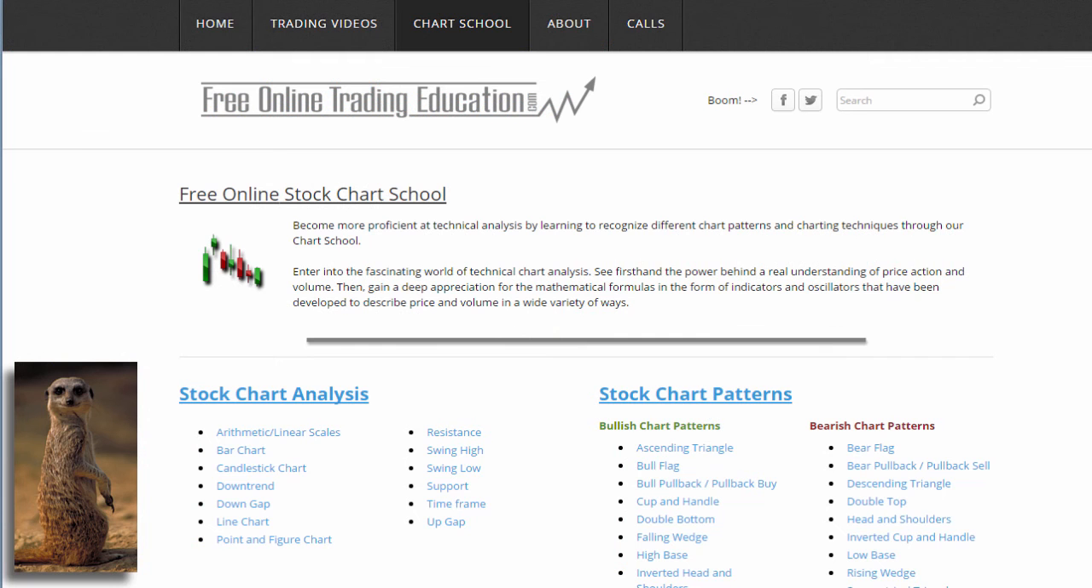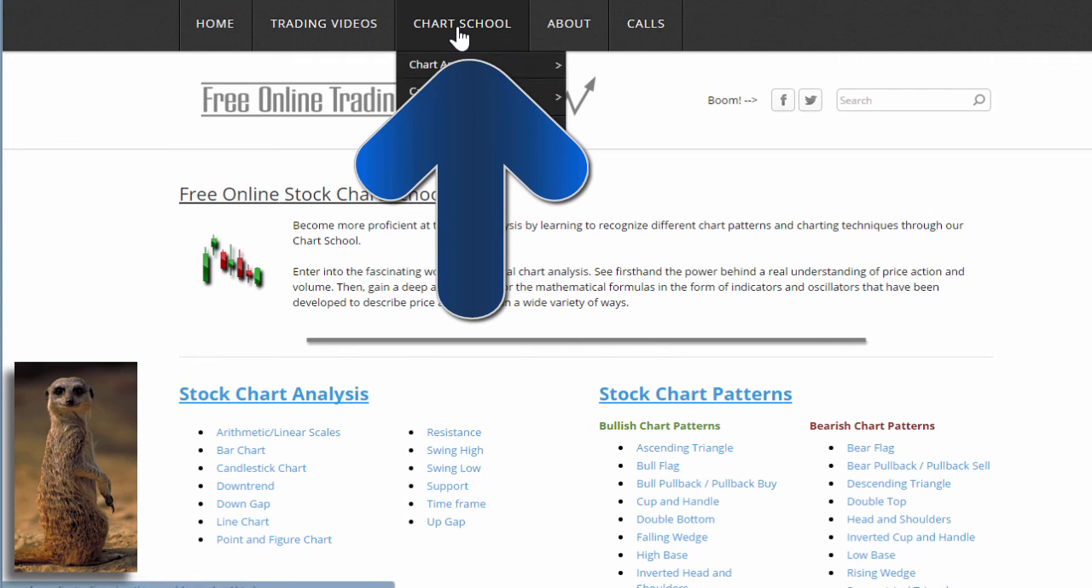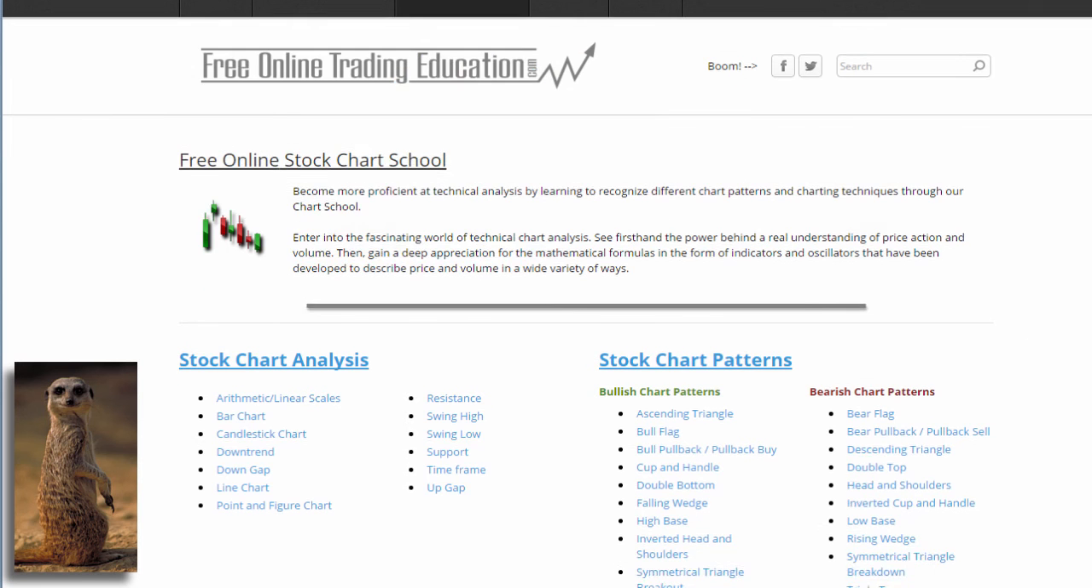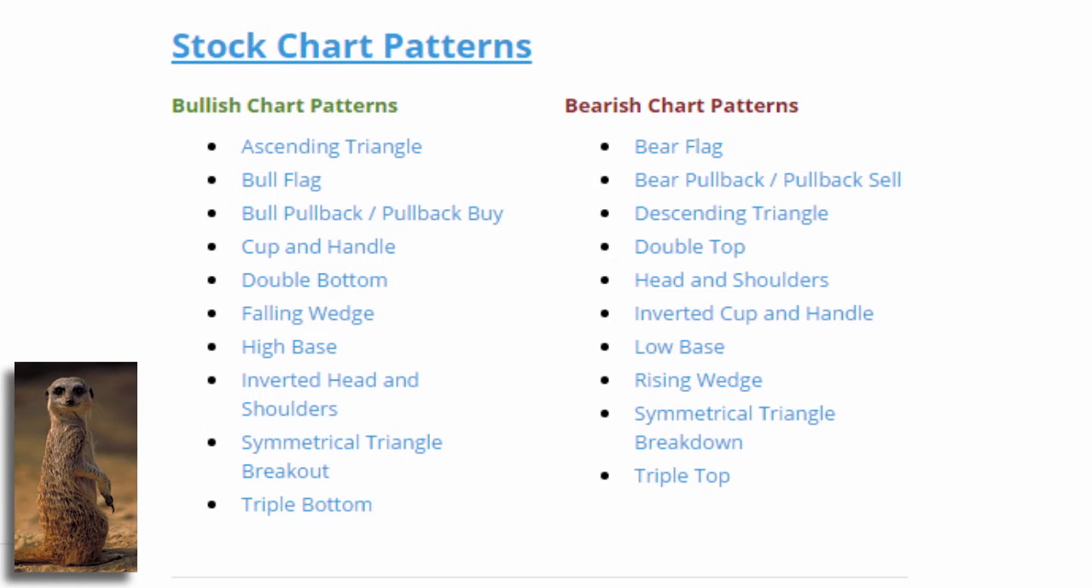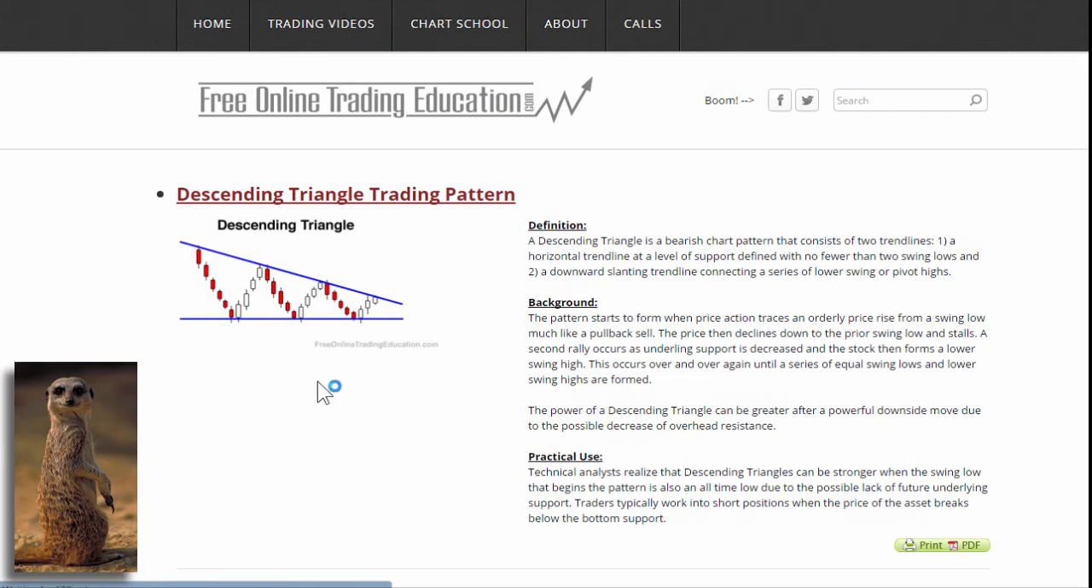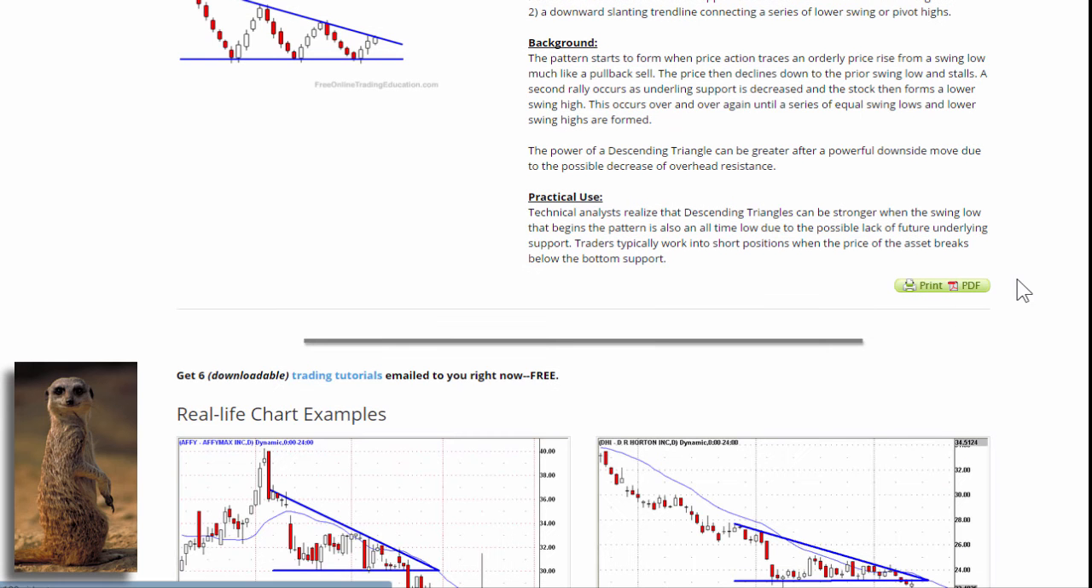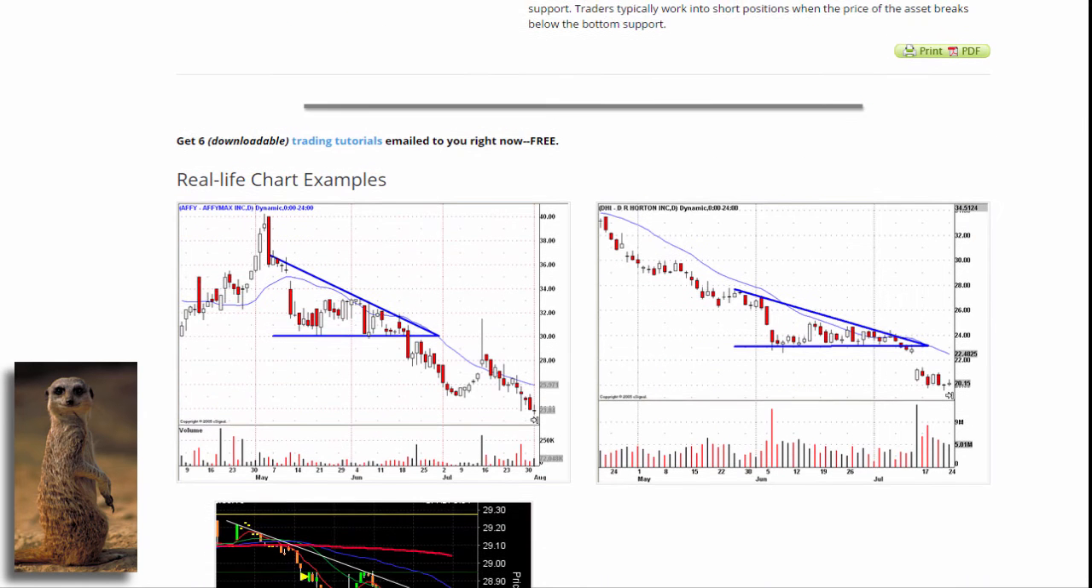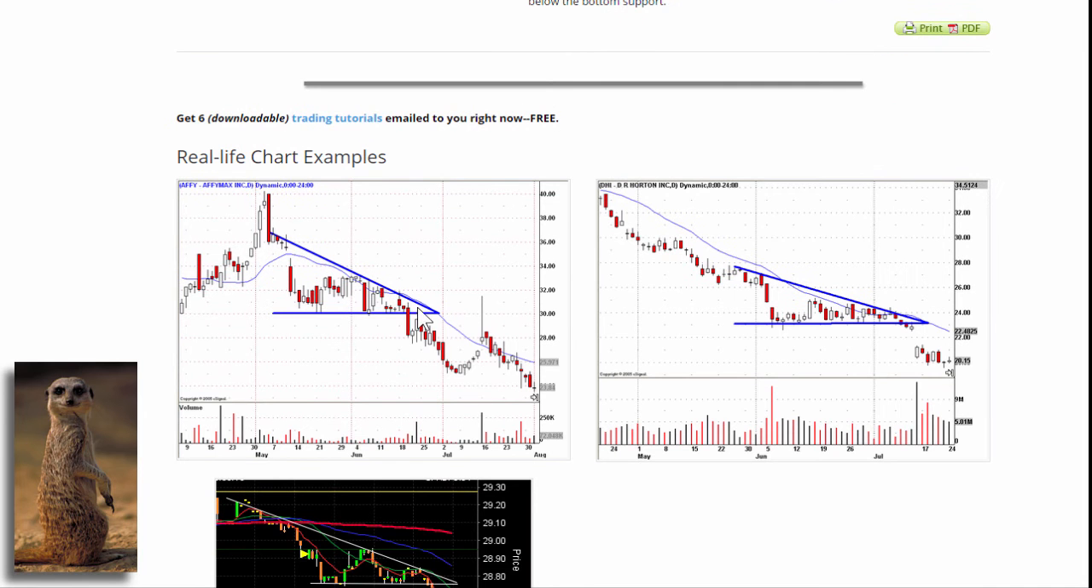If you want to know more about that, just go to our site, Free Online Trading Education. Go to Chart School. It's free. And this is a bearish formation. So we go to the chart patterns and look under descending triangle. We just click on it, and here's a picture of it, with a line of support, which happened to be an even dollar amount in this case, and it's getting smaller and smaller as it comes down. There's a written description, and you can even print it off if you want to study it. Here are a couple of real-life examples of descending triangles and how they broke down.